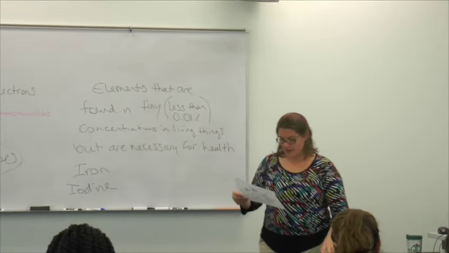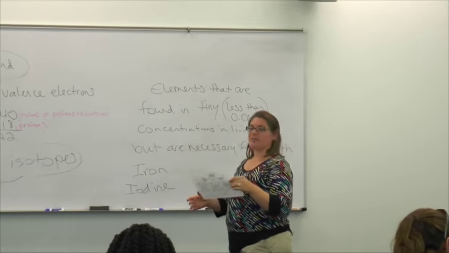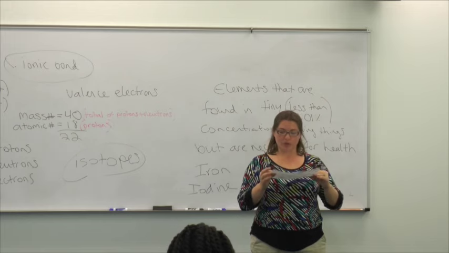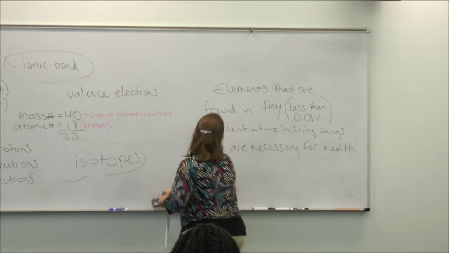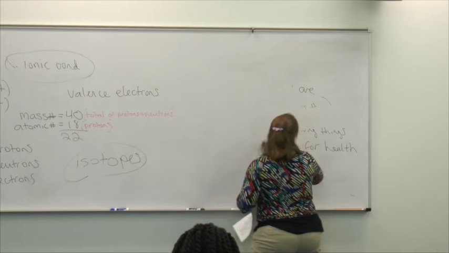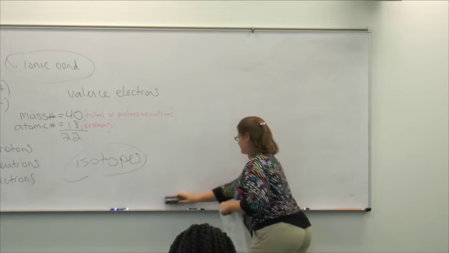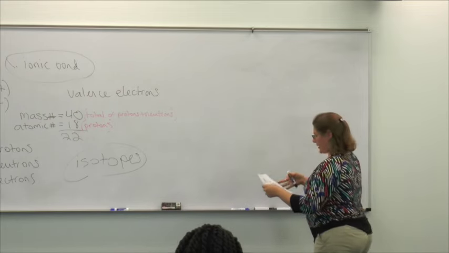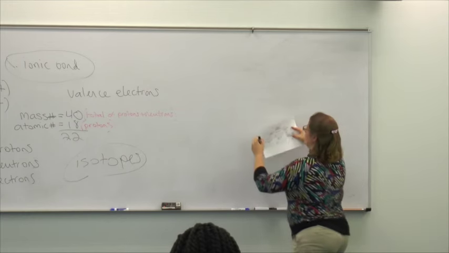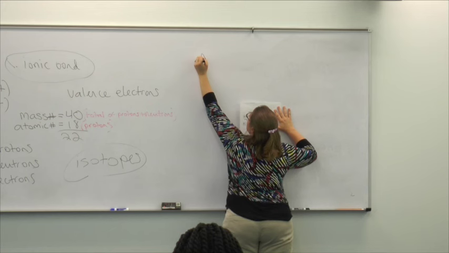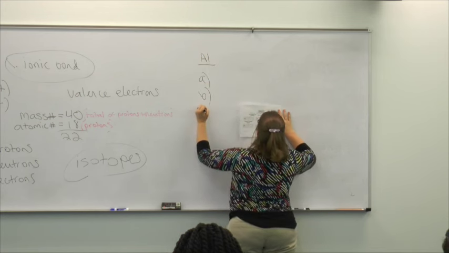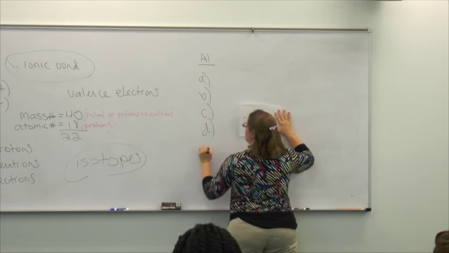Okay, moving right along, guys. So we have this little easy diagram that helps to summarize the different things we learned about in chapter 2. Let me just clear up some space here. So this is the A1 diagram, and we have A, B, C, D, and E.